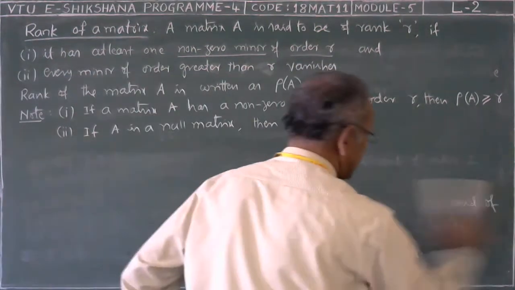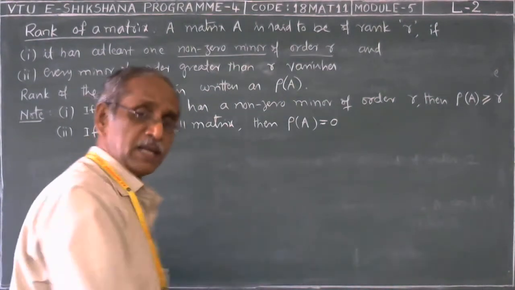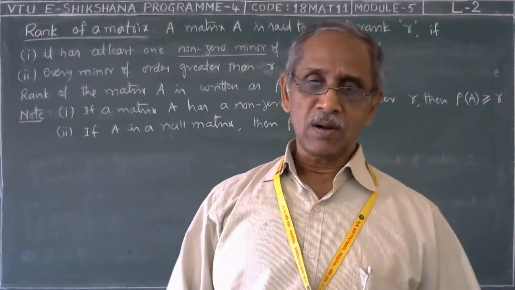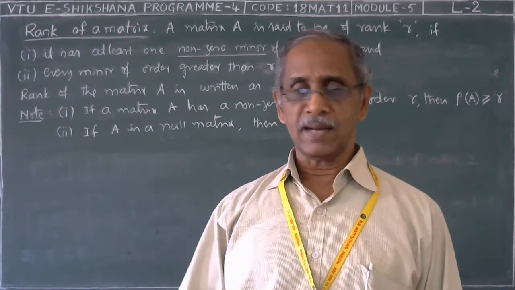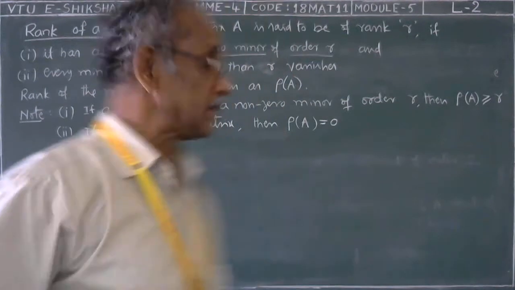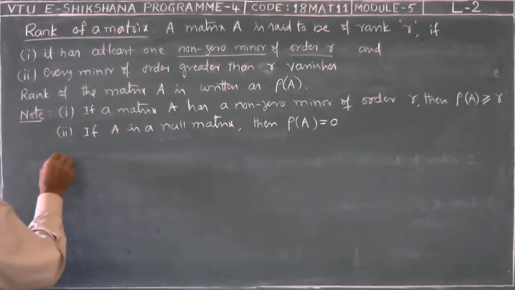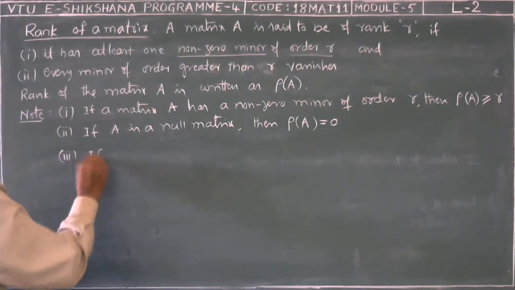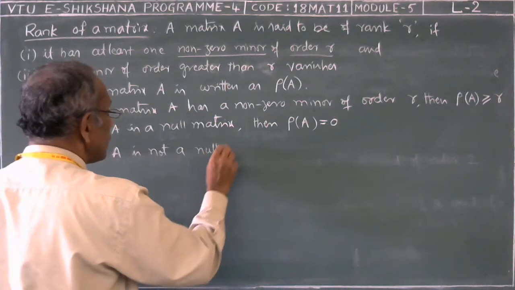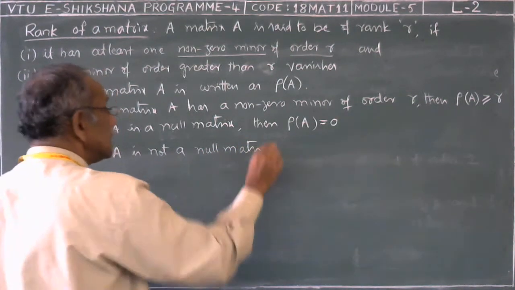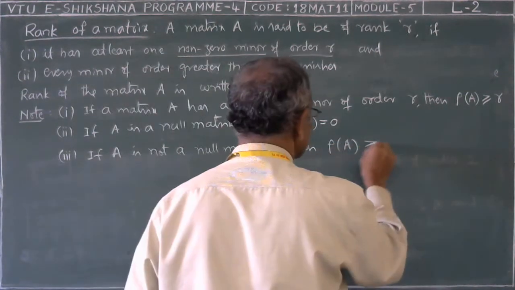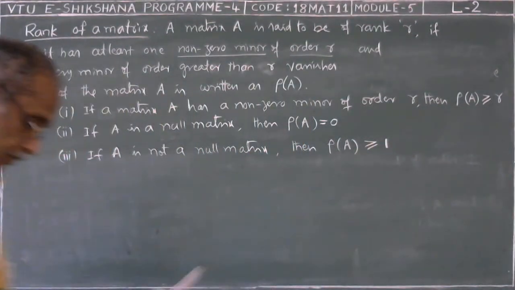If A is not a null matrix, that means at least one entry is not equal to 0, then the matrix A is called a non-zero matrix or non-null matrix. Then its rank will always be greater than or equal to 1.